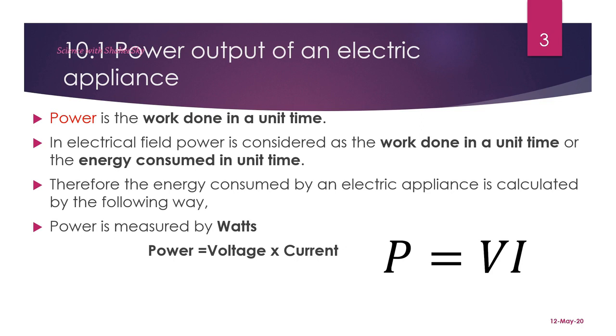In the electrical field, power is considered as the work done in a unit time or the energy consumed in a unit time. Therefore, the energy consumed by an electric appliance is calculated in the following way. Power is measured in watts. So, to calculate power, we can use this equation: P is equal to VI. Power is equal to voltage into current.